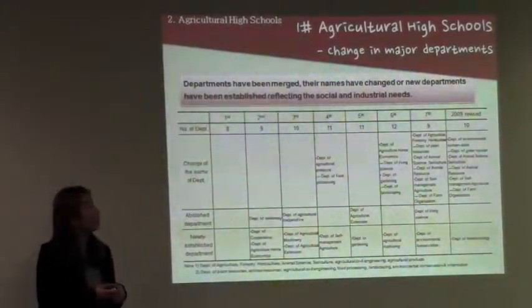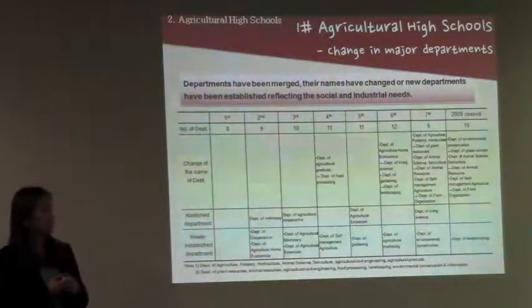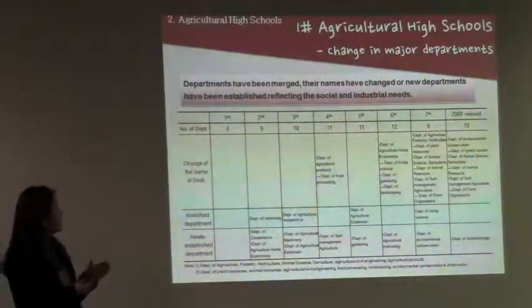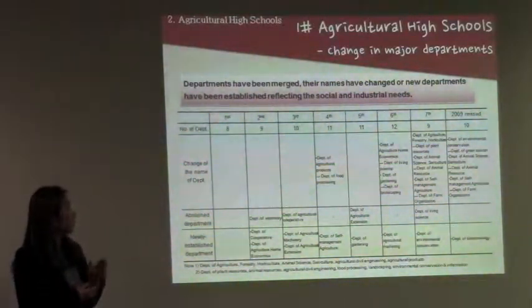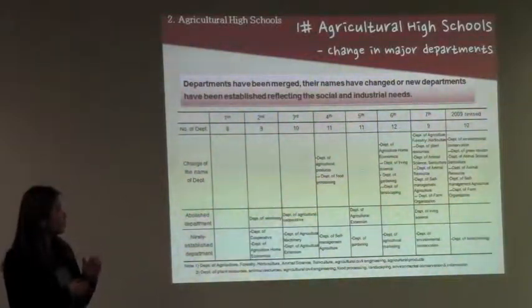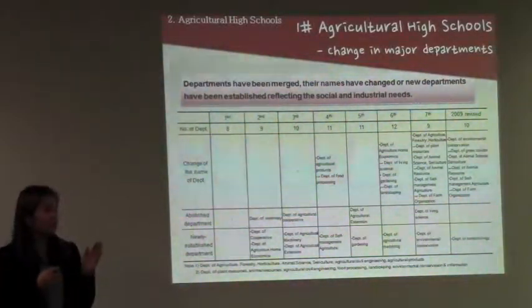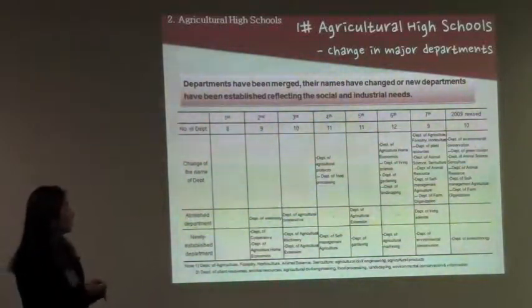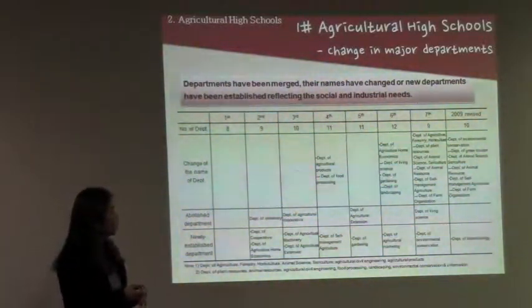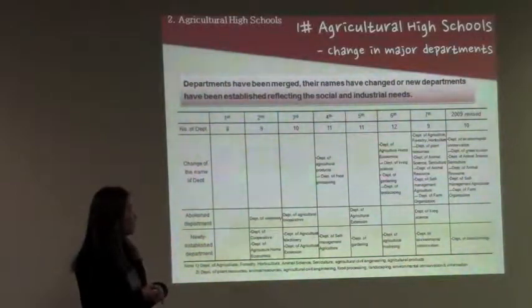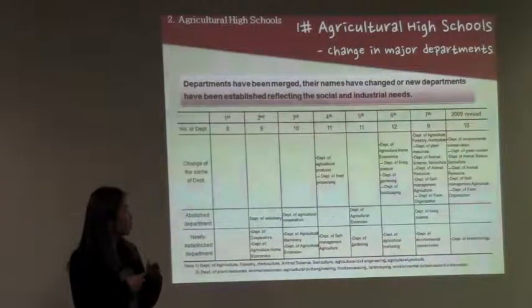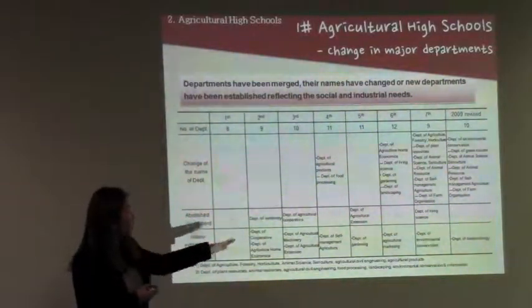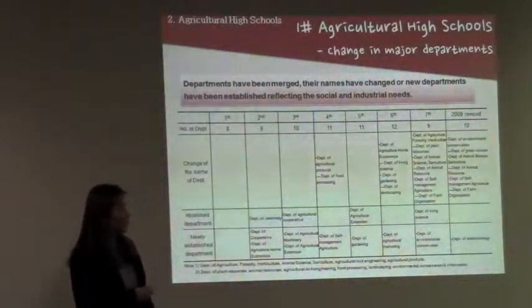In agricultural high schools, the major departments are changing. Departments have been merged and renamed, and new departments have been established. For example, the Department of Environmental Conservation was changed to Green Tourism, and something like this. These are the changes here.